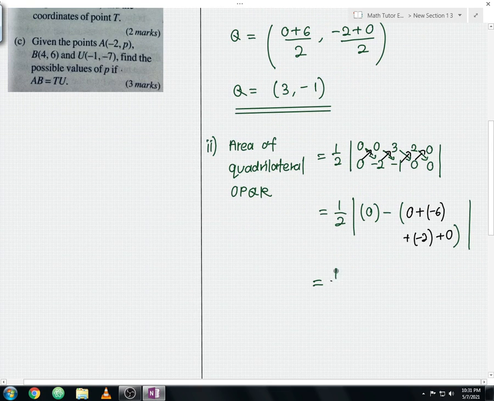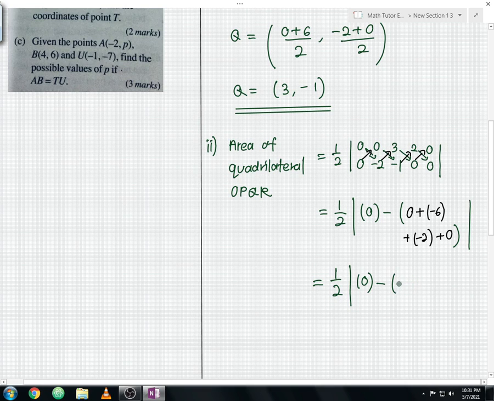So from here 1 over 2. Okay, and then the modulus sign. So this one will be 0, still remain the same. Okay, and then minus. Okay, solve the inside bracket first. So 0. Okay, and then minus 6, and then will be minus 2. So from here negative 6 minus 2 will be negative 8. So you calculate here, you get is negative 8.